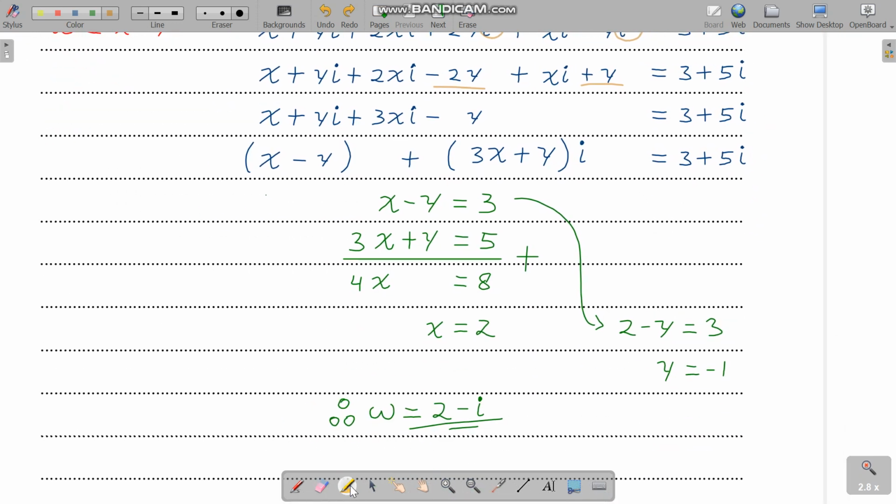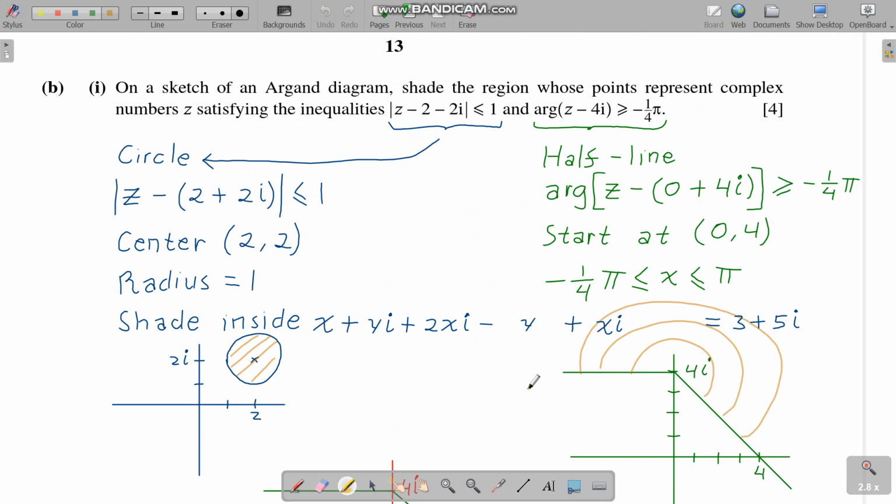We solve simultaneously. Here we can just add, the y cancels out, and we have 4x equals 8, x equals 2. To find y, plug into one of the equations. If we use the first one, with x equal to 2, we find y is minus 1. So the final answer is 2 minus 1i, or 2 minus i. Next part is to sketch.